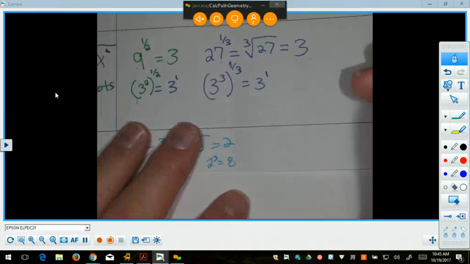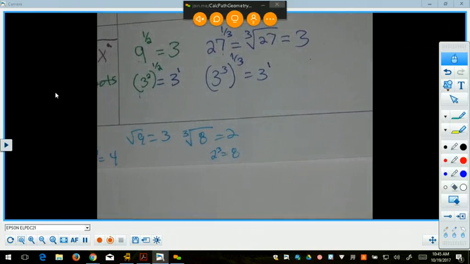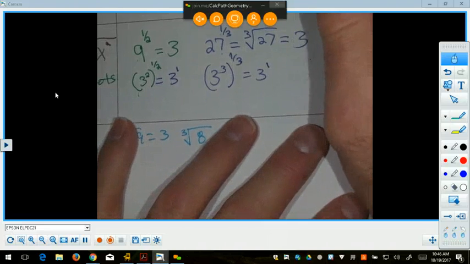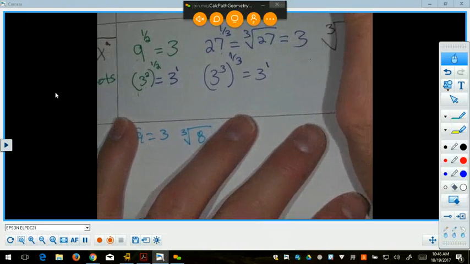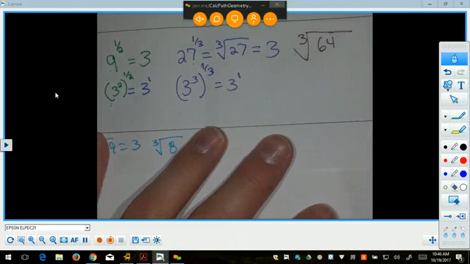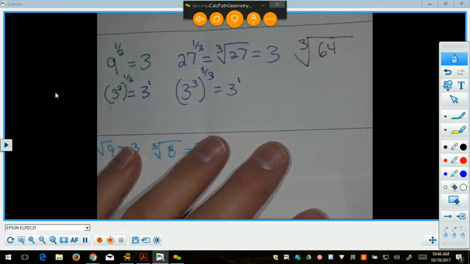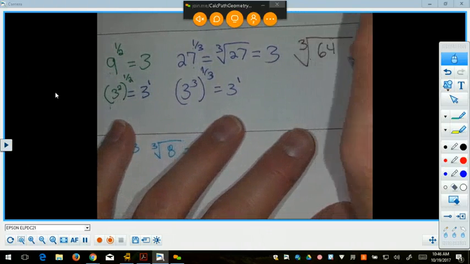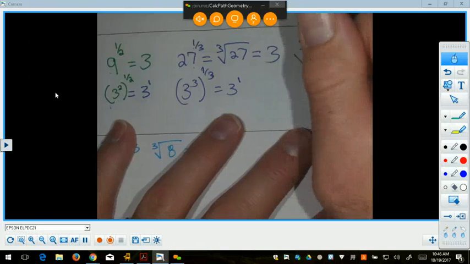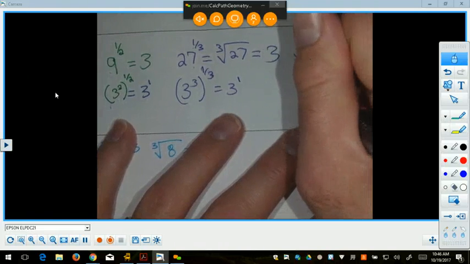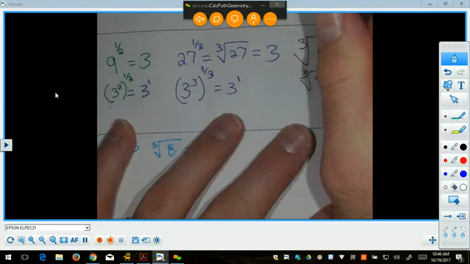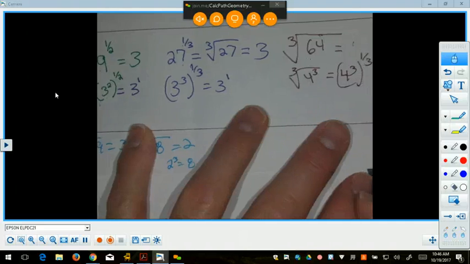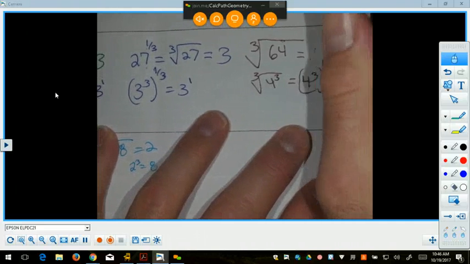Let me pick a different number. What about the third root of 64? What's 4 times 4? 16. What's 16 times 4? 64. So really, that is the cubed root of 4 cubed, which is 4 cubed to the 1/3 power, which is 4.